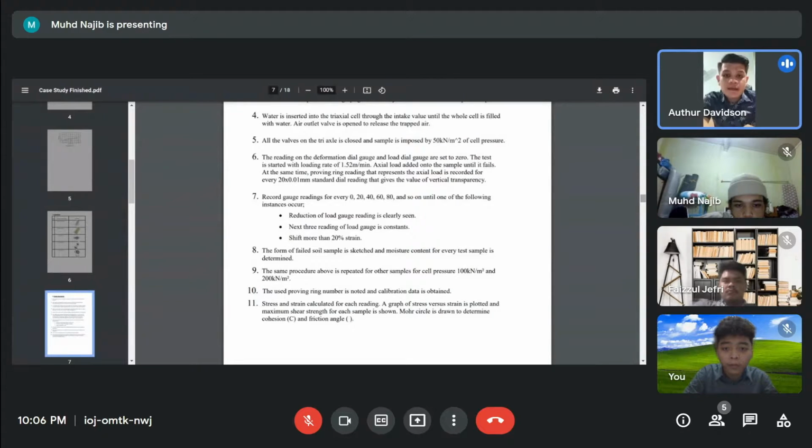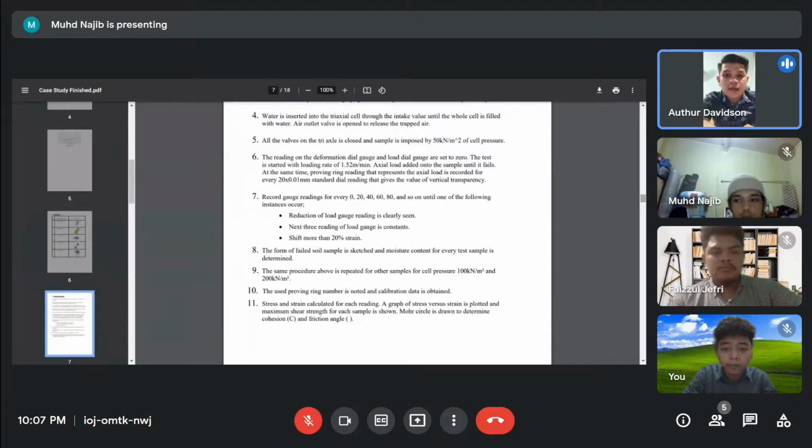Procedure number 8 is the form of the failed soil sample is sketched and measured for every test sample. Number 9, the same procedure above is repeated for other samples for cell pressure 100 kilonewton per meter square and 200 kilonewton per meter square. Number 10, the proving ring reading number is noted and calibration data is obtained.